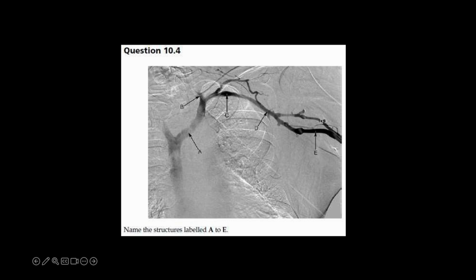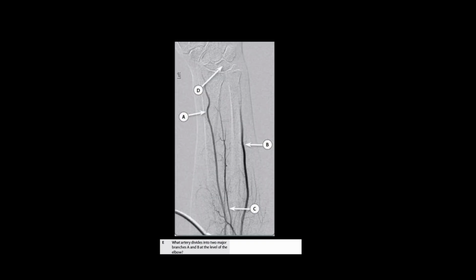I think it's actually quite hard to tell. This is your basilic vein. I think brachial is this one, basilic is this one. I think it's hard to tell without showing the rest of the arm.